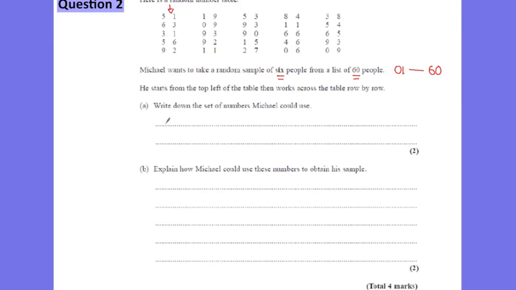So 51, first number, yes. Second number, 19, yes. Third number, 53, yes. The fourth number in the table we must cross out because it's too large. It's larger than 60. 38, yes. 63, no, too large. On to 9, yes. 93, too large. And 11. So no repeats there. We have 6 numbers for our sample of 6 people from the list of 60.